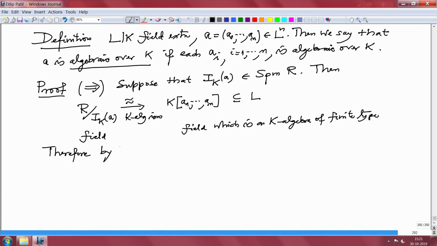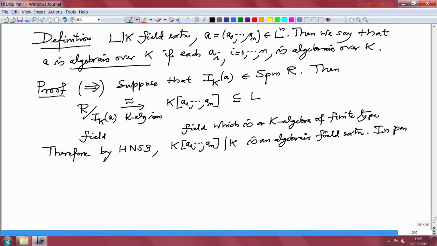by HNS 3, K(a1 to an) over K is an algebraic field extension. In particular, each of a1, a2, etc. up to an is algebraic over K.